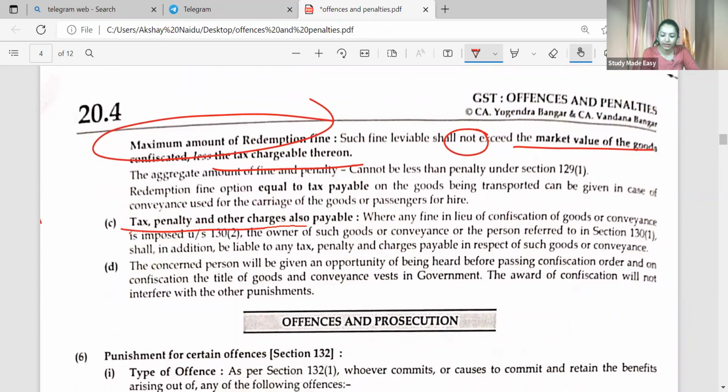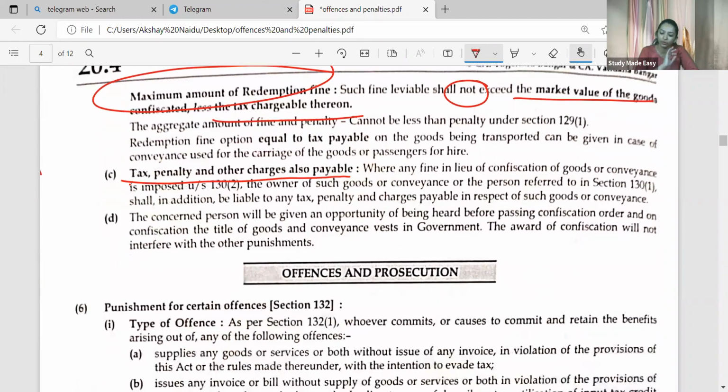Tax, penalty, other charges. Yes, obviously taxes. अरे, penalty payable, fine payable, but taxes तो pay करना ही है ना. You have to pay the tax, penalty और वो चीजें तो pay करनी है. So even if you are paying the fine, that doesn't mean कि penalty pay नहीं करनी. Even if you are paying the fine, tax, penalty and other charges you have to pay.